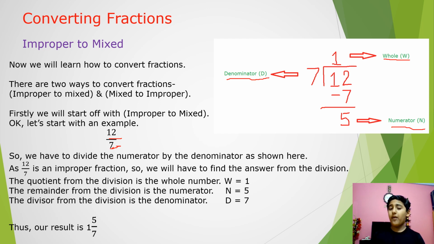So, the quotient from the division is the whole number, which is 1. The remainder from the division is the numerator, which is 5, and the divisor from the division is the denominator, which is 7. So our result becomes 1, the number that is in the front, 1, 5 by 7, where 5 is the remainder, and 7 is the divisor.